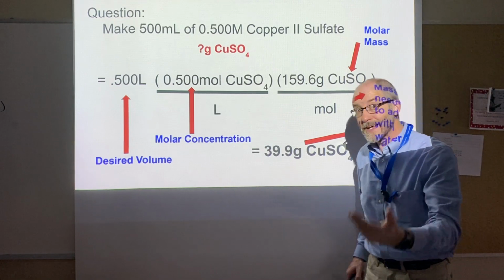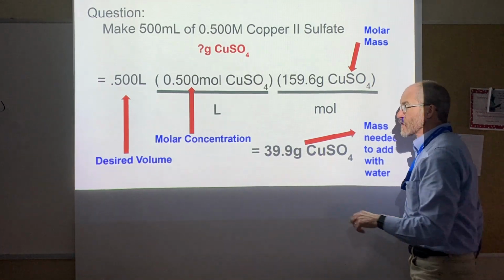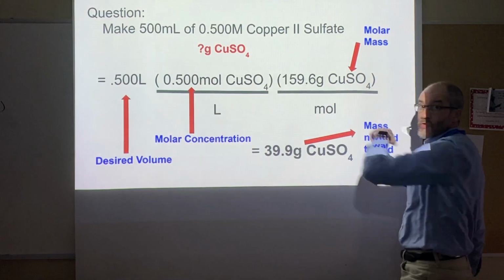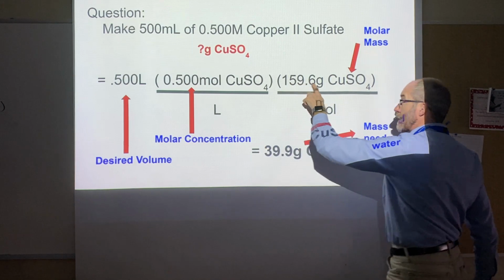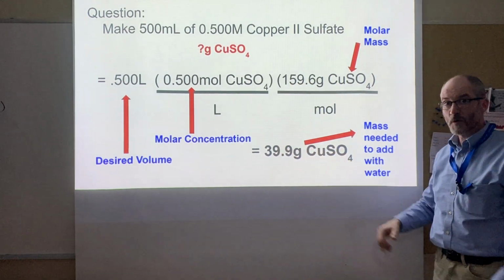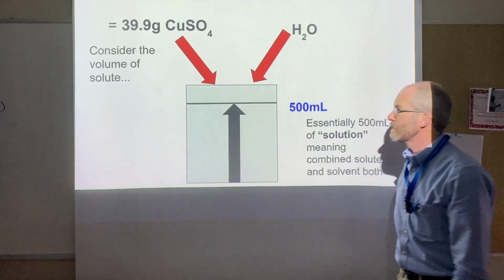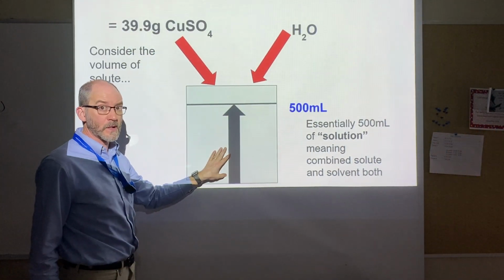And what's that going to tell me? It's going to tell me how much copper sulfate I need. So if I run the math through, it's just simple math. It's 0.5 times 0.5 times 159.6. I'm going to get 39.9 grams of copper sulfate. Well, what's that telling me? It's telling me that I'm going to add 39.9 grams of copper sulfate to my container.